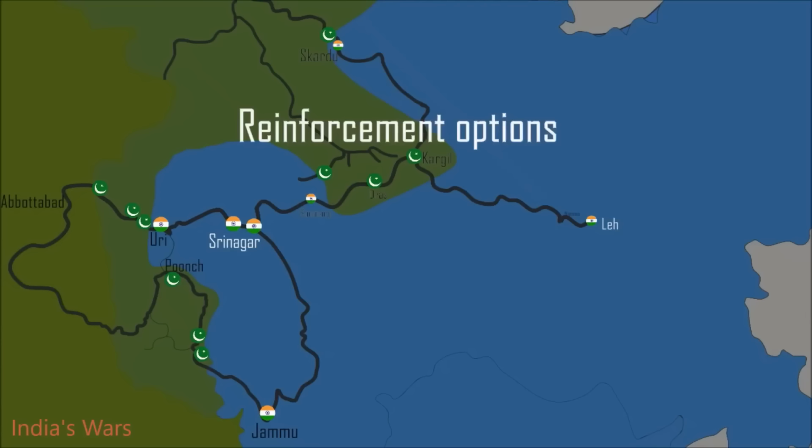Leh could be reinforced by the Indian side through 3 ways. First, through the Srinagar-Kargil-Leh highway. This highway was the easiest and the fastest way to continuously reinforce Leh. The Indian side was banking on this option, but with the loss of Dras and Kargil, this line of communication was broken. The Indian side would have had to take these areas from the enemy first in order to supply Leh.